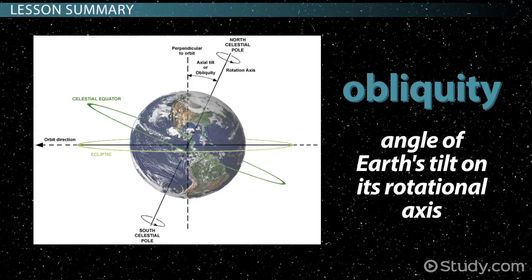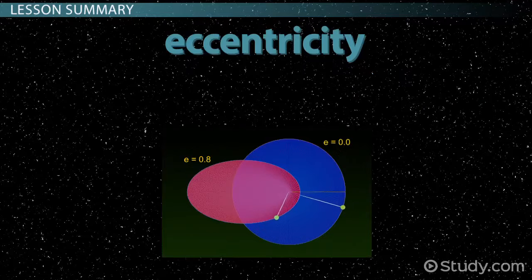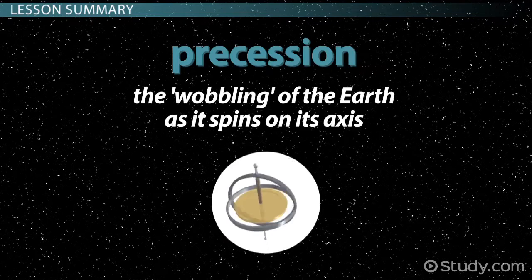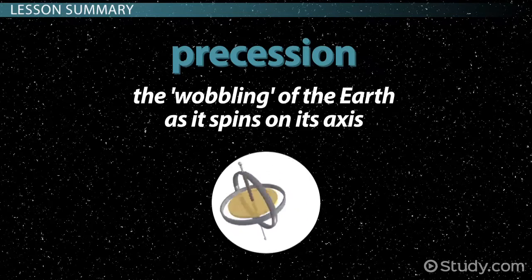Obliquity refers to the angle of Earth's tilt on its rotational axis. Eccentricity refers to the shape of the Earth's orbit around the Sun. Precession is the wobbling of the Earth as it spins on its axis.